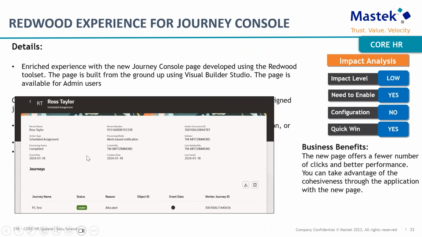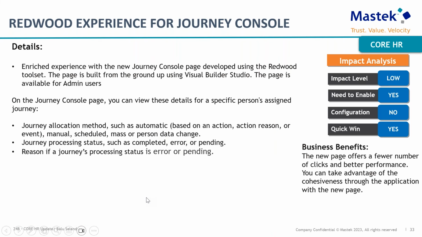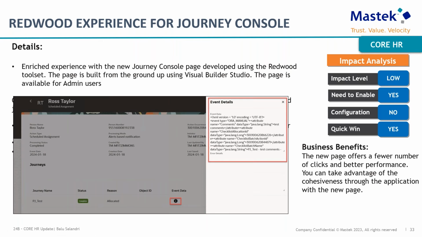Just by clicking on the username, you'll be able to see the details of the checklist and its status again. And let's say it has gone into error for some reason. Just by clicking on this event icon, you'll see the details of the error, and this will help the administrators to debug the issue. And this page will be available only for the admin users.